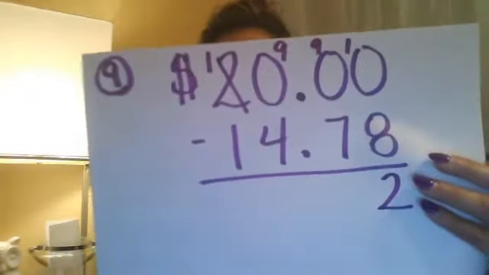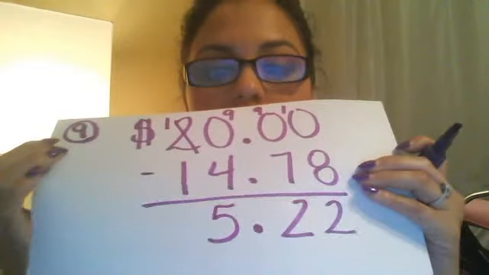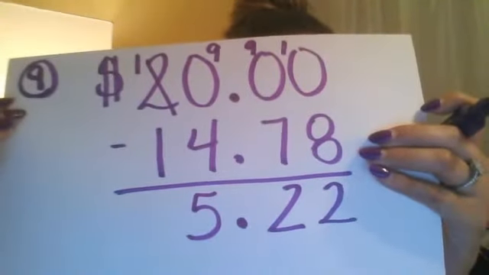9 minus 7, 2. Bring down the decimal. 9 minus 4, 5. And then obviously 1 minus 1 is 0. So how much change was given back? $5.22. So again, our answer here is A.